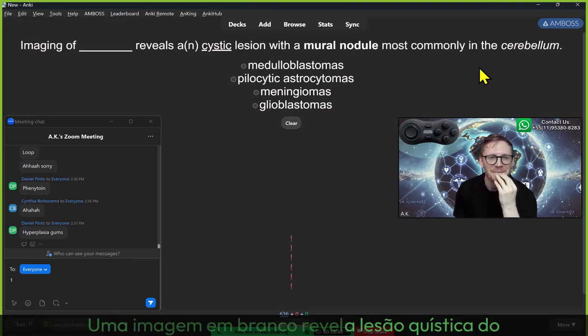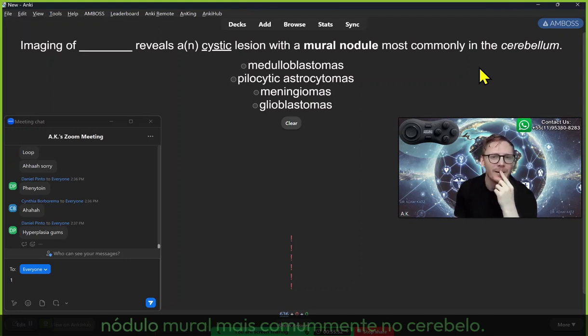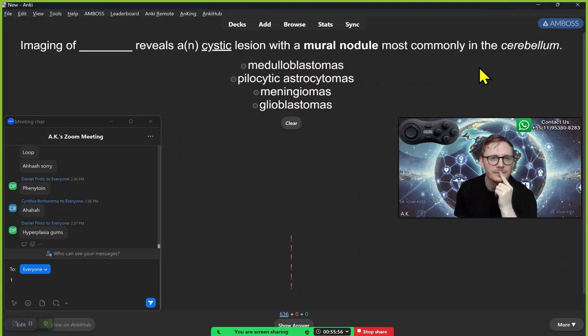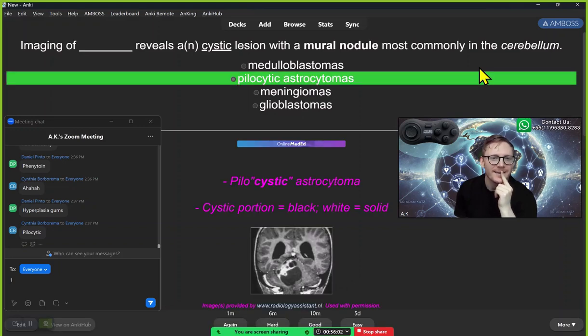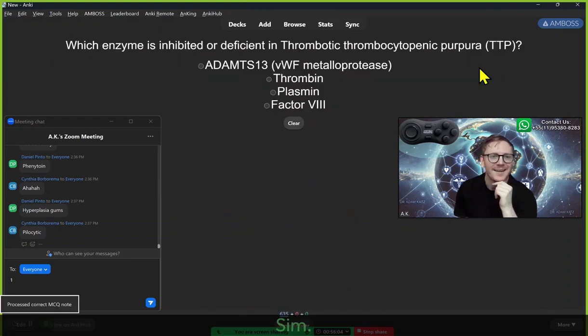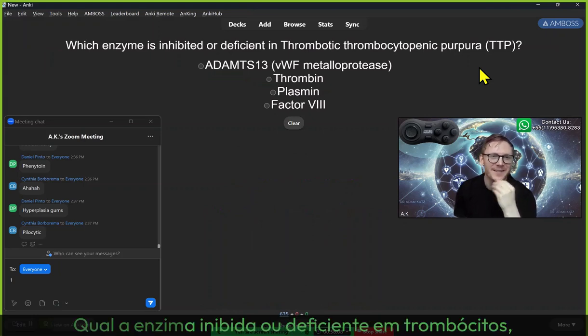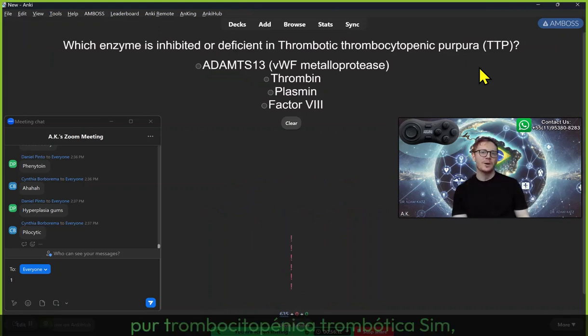Imaging of blank reveals cystic lesions with mural nodule, most commonly in the cerebellum. Pilocytic. Okay. So I mean, it's in the name, right? Yeah, exactly.